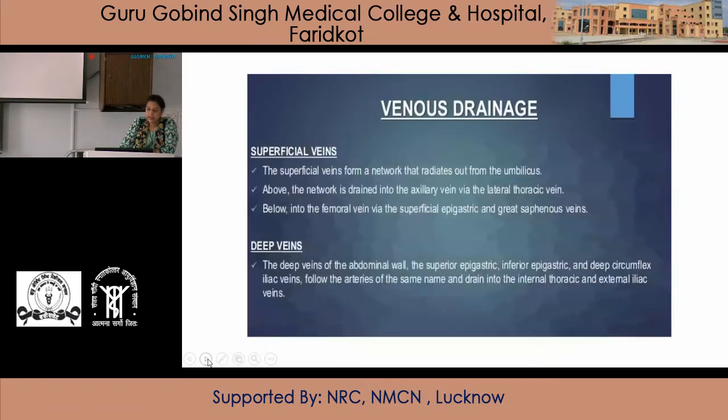Next is the venous drainage. Venous drainage is under two headings, superficial veins and deep veins. Superficial veins form a network that radiates out from the umbilicus. Above, the network drains into the axillary vein via the lateral thoracic vein, and below into the femoral vein via the superficial epigastric vein and into the great saphenous vein. The deep veins of the abdominal wall, that is the superior epigastric, inferior epigastric and deep circumflex iliac veins, follow the arteries of the same name and drain into the internal thoracic and external iliac veins.